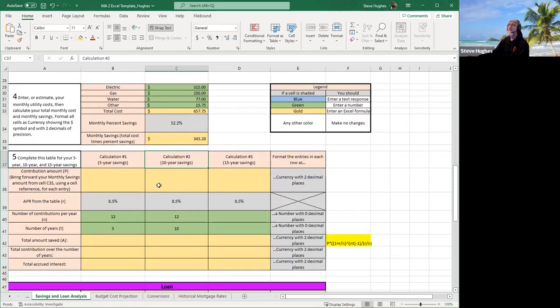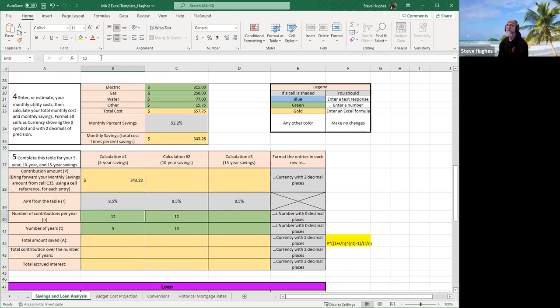Next, we want to bring this amount forward. It says using a cell reference for each entry. So equals, click on it, enter. You're good to go. If you wish to copy that formula into the other cells, all you have to do is go up here, type in a $ in front of the C, hit enter, and you can now copy that formula to the left if you want to. Once again, what did I do? Equals $, then the cell reference. And now it's locked horizontally.